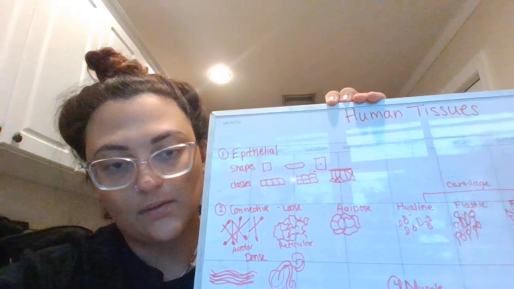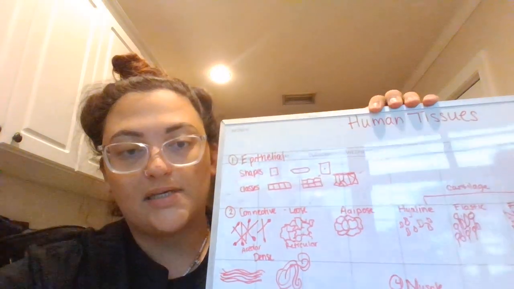The next one that we're going to go over is the connective tissue. Before I continue with that, connective tissue is our most abundant tissue, and it's widely distributed throughout our body.